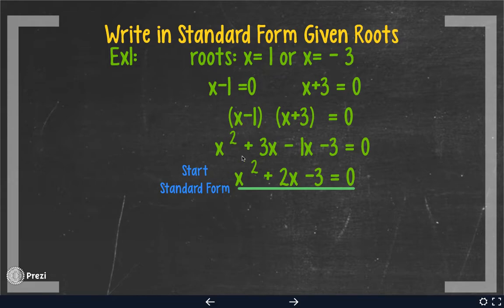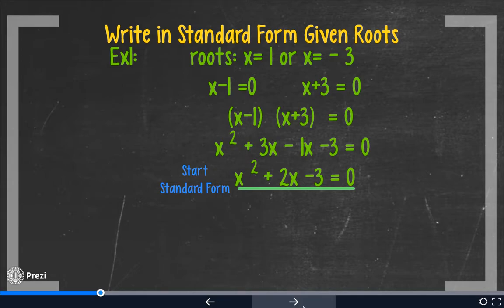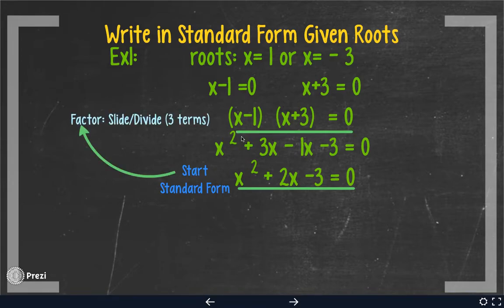Let's refresh what we normally have been doing to get from standard form to our zeros. We start in standard form, then we skip to this step, and to get from here to here we have to factor. Since there are 3 terms, the factoring technique is typically slide and divide. If you don't like slide and divide and just did the quadratic formula on this, you'd get your answer, which are the roots. But if we're using factoring, we'd factor this and get to this step through slide and divide.